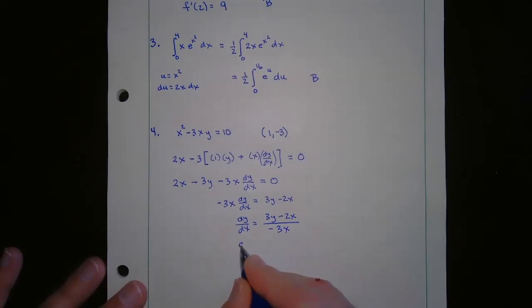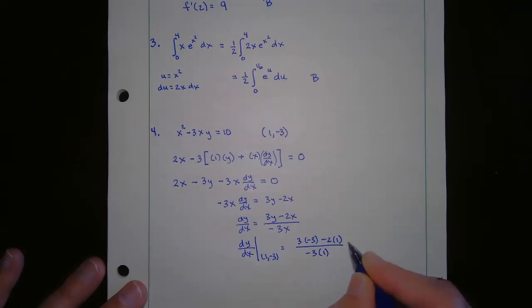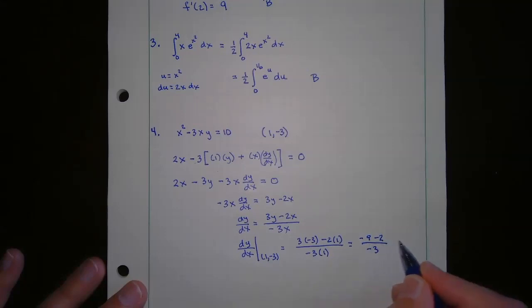And we want to find the dy over dx at the point 1 comma negative 3. Okay, so that'd be 3 times negative 3, because my y is negative 3, minus 2 times my x, which is 1, over negative 3 times my x, which is 1. Okay, so this would be negative 9, and then minus 2 over negative 3, right? So that'd be negative 11 over negative 3, which is the same as 11 thirds.